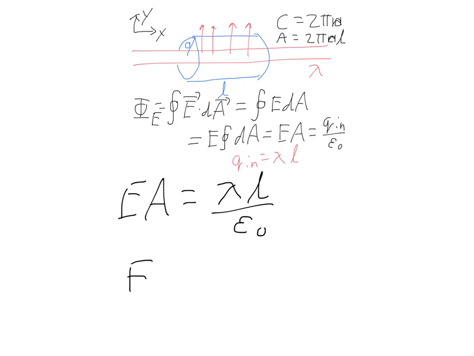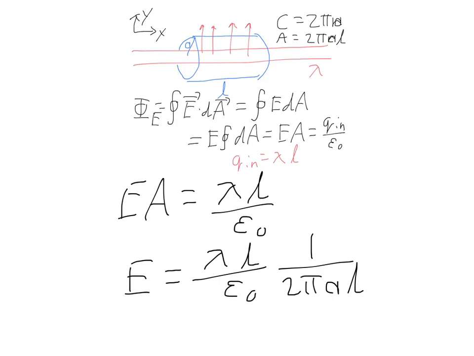In that case the electric field is going to simply equal lambda L over epsilon naught, divided by 2 pi A L. And you can see that simplifies to lambda over 2 pi epsilon naught A. Look familiar? It's the exact same result that we had from before when we had to do that much more difficult integral. So you see this is the sort of power that Gauss's law has.